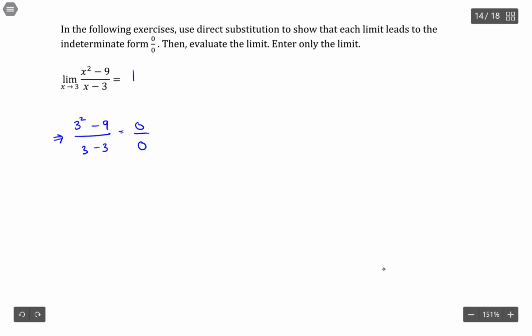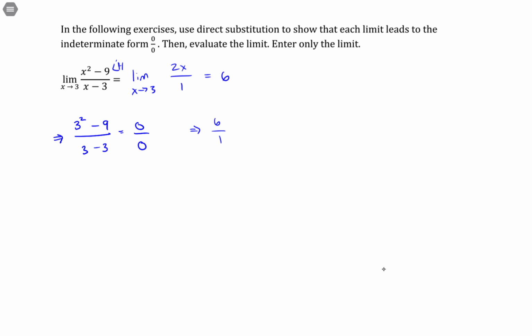It means that we could evaluate the limit by taking the derivative of the numerator and denominator and use L'Hopital's rule. So this would be 2x over 1. And now if I plug in the limit value of 3, that would be 6 over 1, which is 6. We didn't have to do any algebra, and we got the answer fairly quickly.